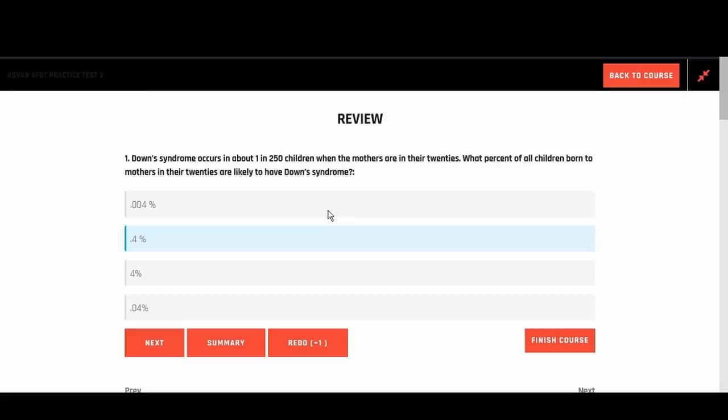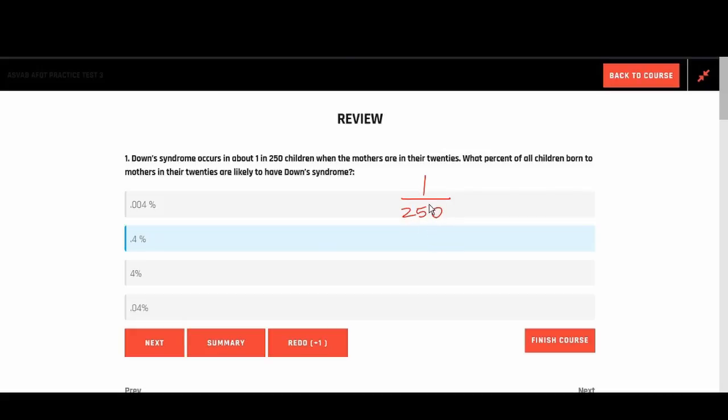Question 1 says, Down syndrome occurs in about 1 in 250 children when the mothers are in their 20s. What percent of all children born to mothers in their 20s are likely to have Down syndrome? So we should recognize right away that to convert 1 out of 250 into percent, the first thing we have to do is represent this as a fraction. More specifically, we're going to write it as 1 over 250.